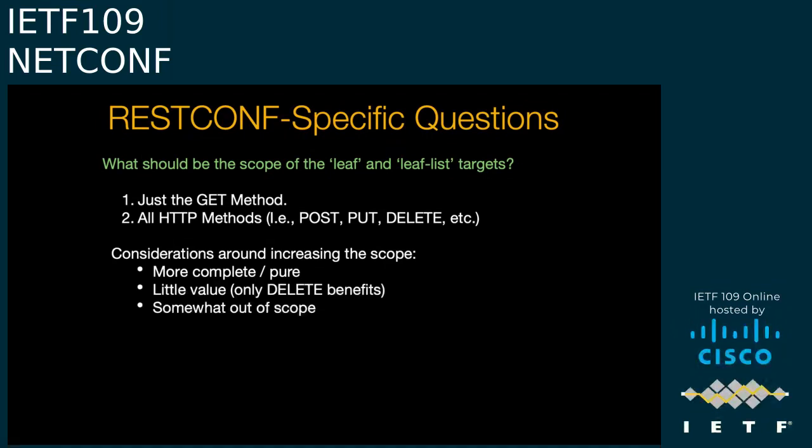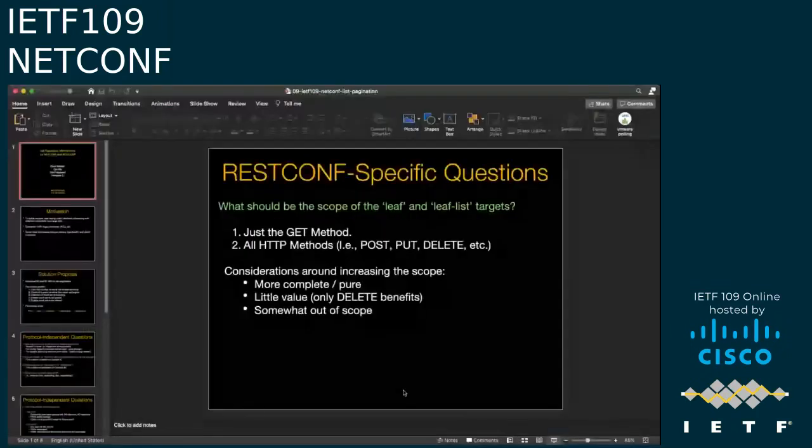I think delete actually has a benefit. You could delete the entire list in one go, in case it hasn't been wrapped inside of a dedicated container. Instead of having to delete the entire container, you could delete the entire list that way. So delete has some benefit. But like I mentioned, it's kind of out of scope. The focus of this work is to introduce list pagination, which would only be the GET method. But while we're here, should we extend to support other methods? Any comments on that, or should I take it to the list? All right, I don't see any comments on that. I will take it to the list.